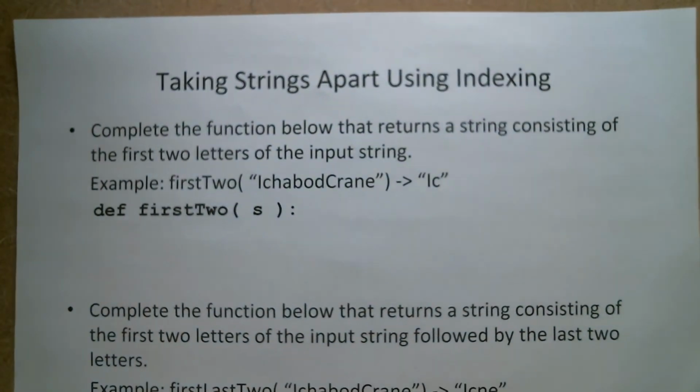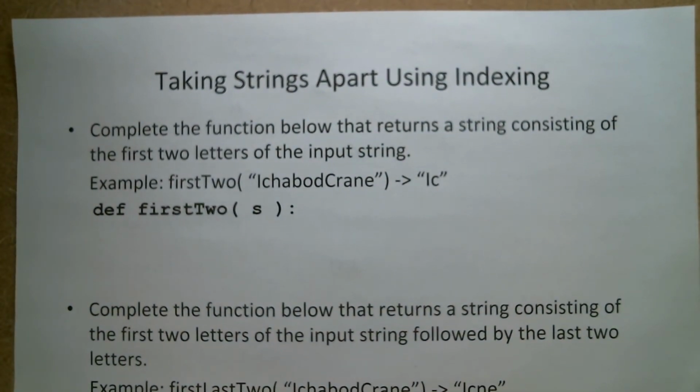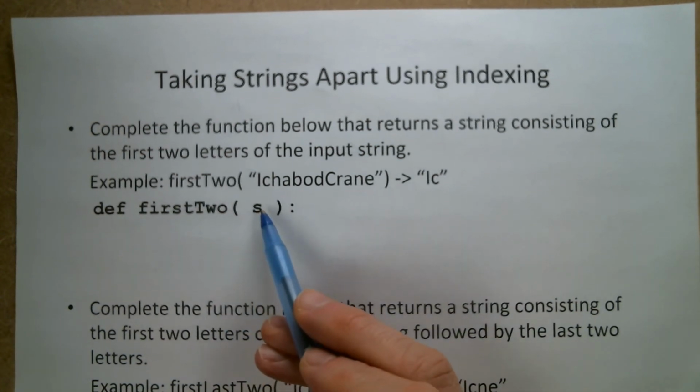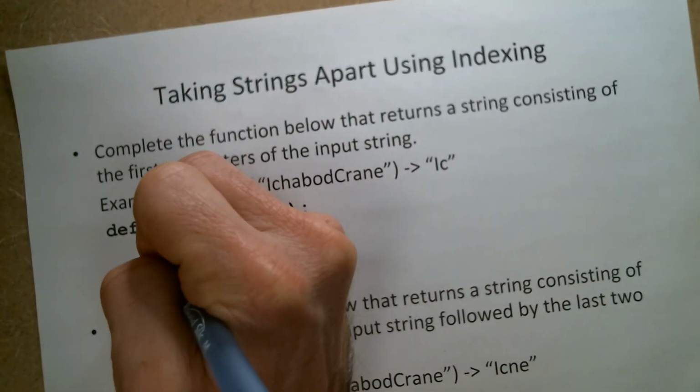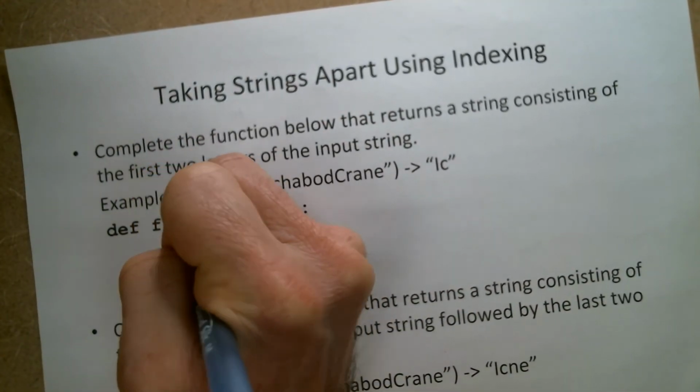All right, so taking strings apart. Complete the function below that returns a string consisting of the first 2 letters of the input string. Example, first 2 of Ichabod Crane should return IC. Our string is being stored in the letter S. So I could start with a variable result.